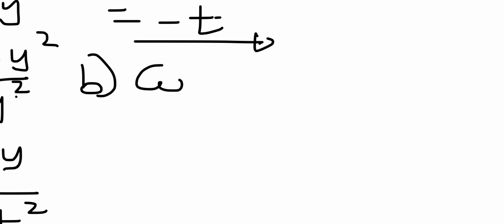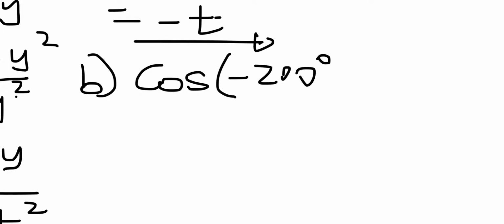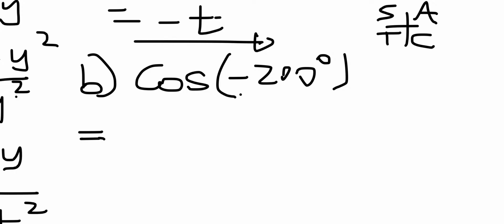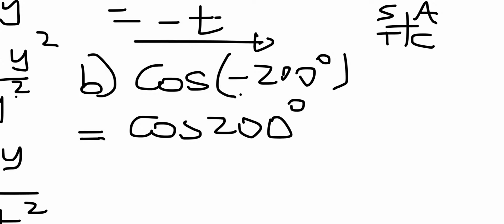So the second question, you are given cos of negative 200 degrees. So we have to reduce that angle, but before we reduce it, we will need to remember that this is now a negative angle. What did we say about negative angles? We said let's always assume them to be falling in the fourth quadrant. In the fourth quadrant, yes, it is cos which is positive. Therefore, this thing is the same as cos of 200 degrees.